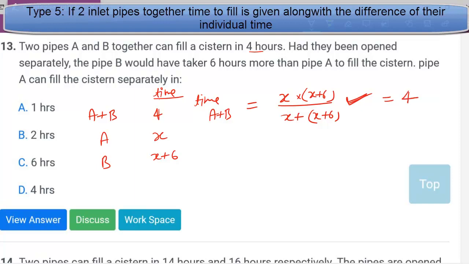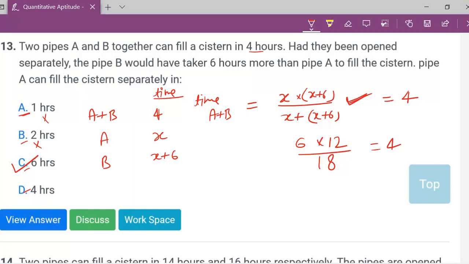Now what you can do, since this is an objective type question, you can put different options here to check which one is correct. So with 1 can you get 4? No. With 2 can you get 4? 2 into 8 divided by 10, no. With 6 can you get it? Yes, 6 multiplied by 12 divided by 18, that is 4. So only option C is able to fit the value of this, right? So that means option C is correct, and the value of x is equal to 6.